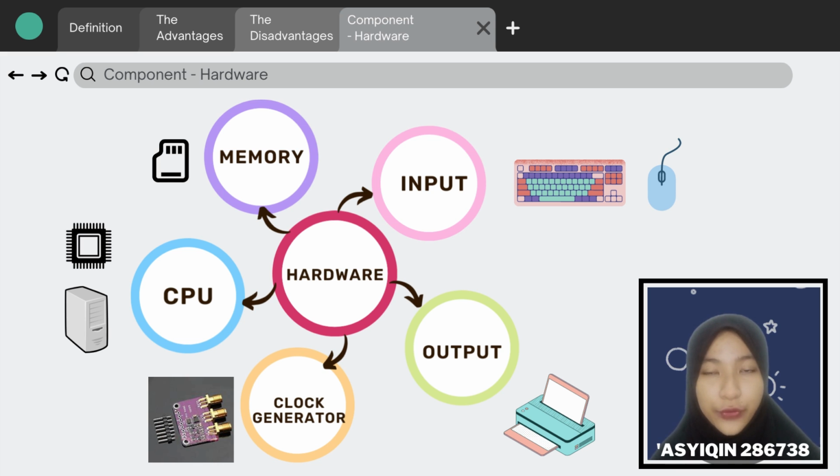Next, the output. It refers to the result of production such as monitor, speaker, or the printer. Lastly, clock generator. Computers need clock generator to control the memory card and the CPU. To manage the speed and functionality of the device, computers often reset the clock generator.